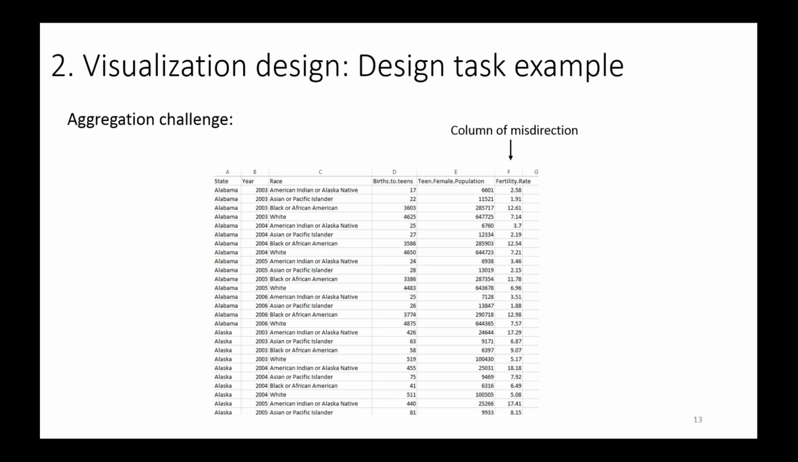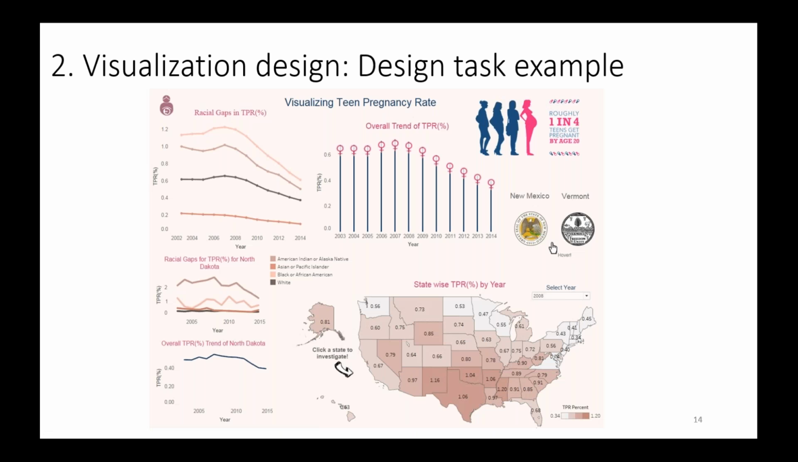across all years or across all races, you can't just average these fertility rates because the sizes of the teen populations are not the same. So they had to be very, very careful with that and avoid misusing that column and just creating a raw average. Most students picked up on that, but there were a few who fell prey to this column of misdirection, as I have it labeled here.